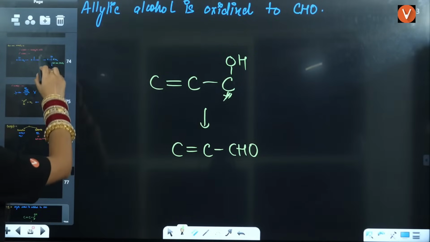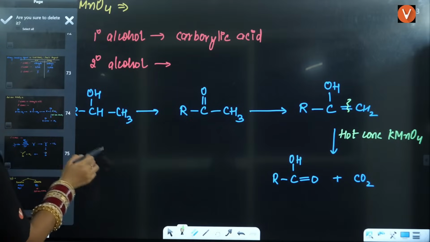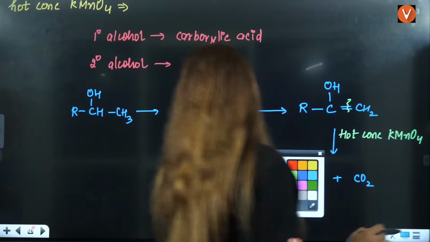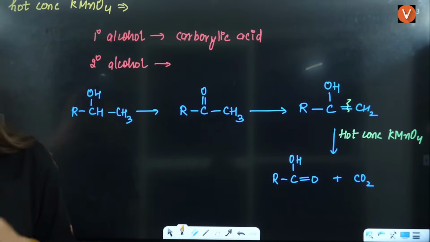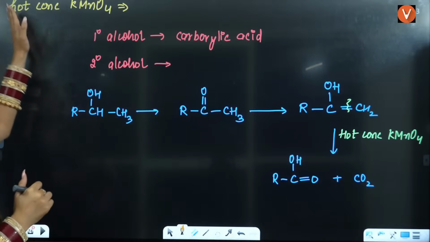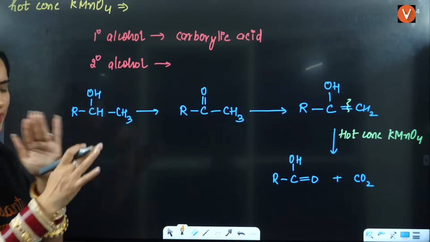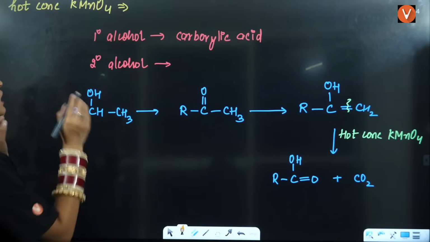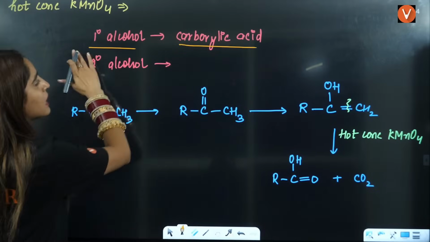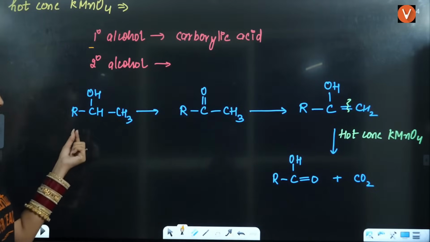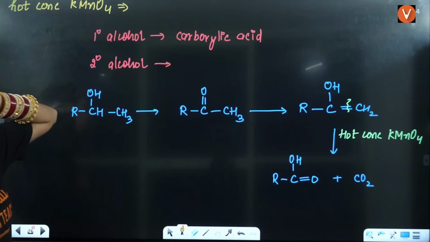Now, let us see hot concentrated KMnO4, the story of KMnO4. A very important reagent. How does it behave with different things? So when you talk about hot concentrated KMnO4, what is it going to do? Very simple thing I'll tell you here. 1-degree alcohol is directly converted to carboxylic acid. So this is your 1-degree alcohol, let's say anything, that is directly converted to carboxylic acid.